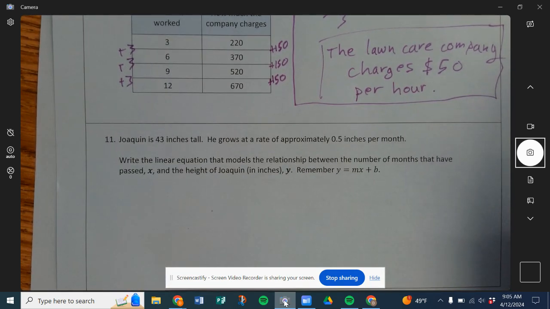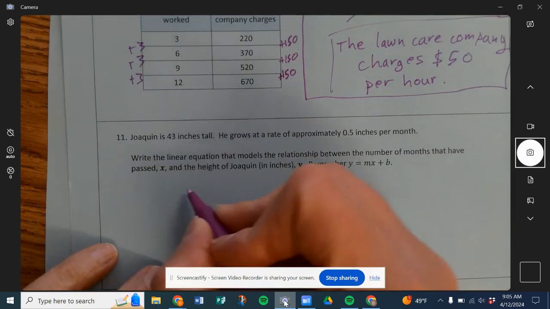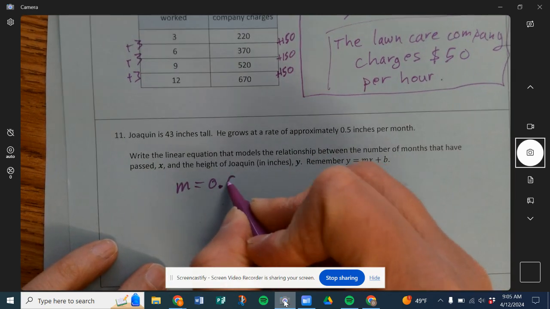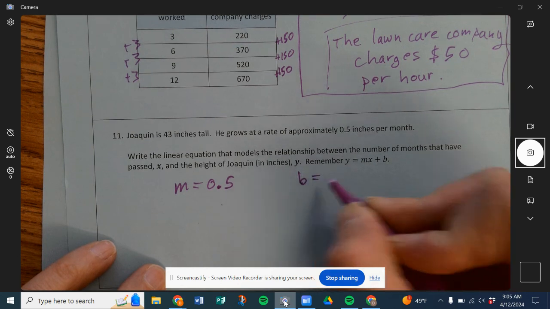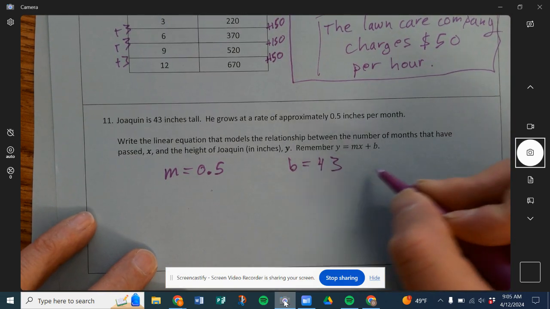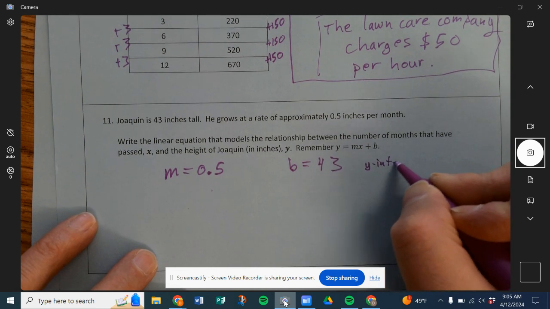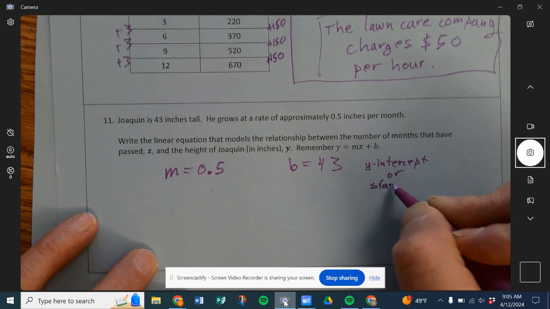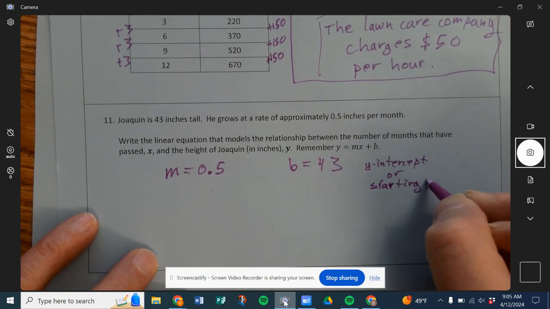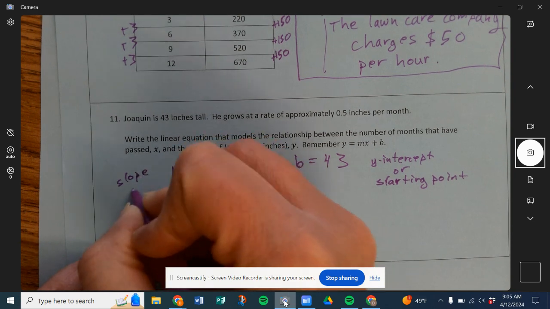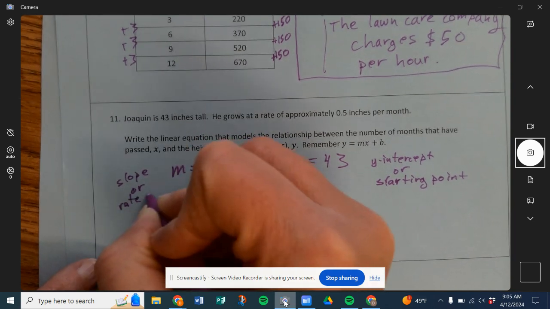So I know that the slope is how much it changes, the rate of change. That's that one, 0.5. And I know that b value, my y-intercept, is going to be the starting point, or in this case, the starting height. Okay, so y-intercept or starting height, starting point. Okay, and this is the slope or the rate of growth.